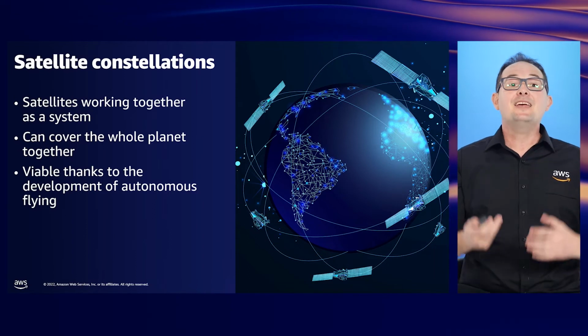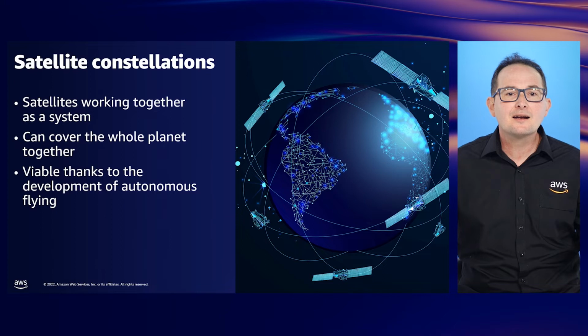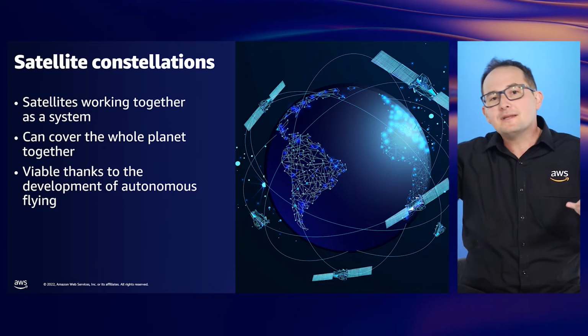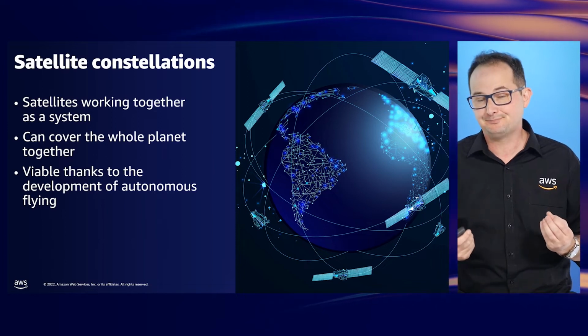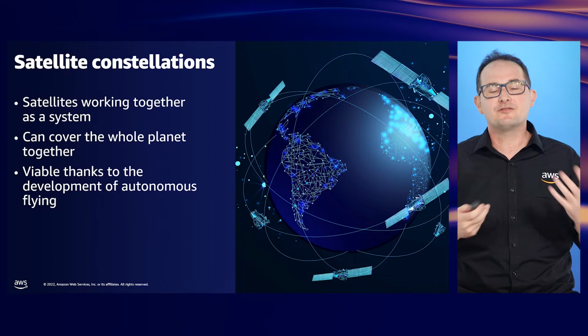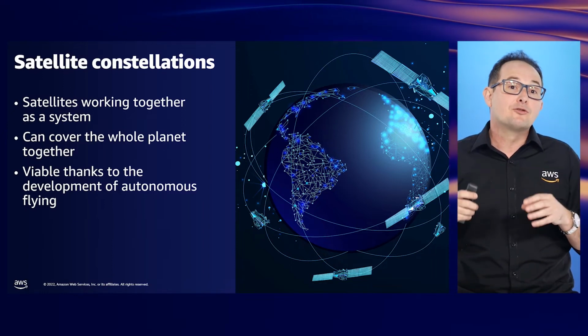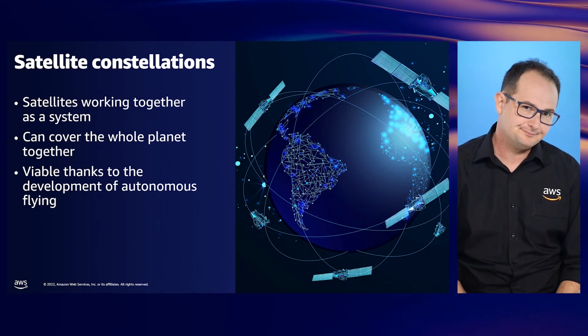You know, space is a violent place, so we're not talking about satellites that are having a smooth orbit around our planet. From time to time, it's important to realign them. So, autonomous flying allows satellites to have some kind of self-awareness. So they are aware of their position and other satellite positions as well.